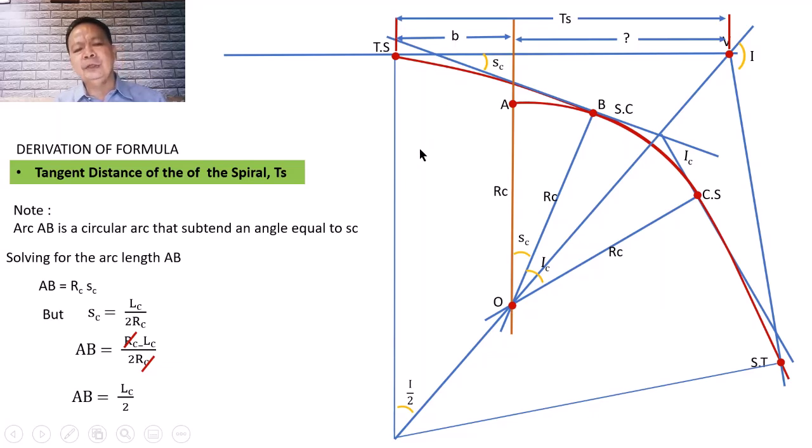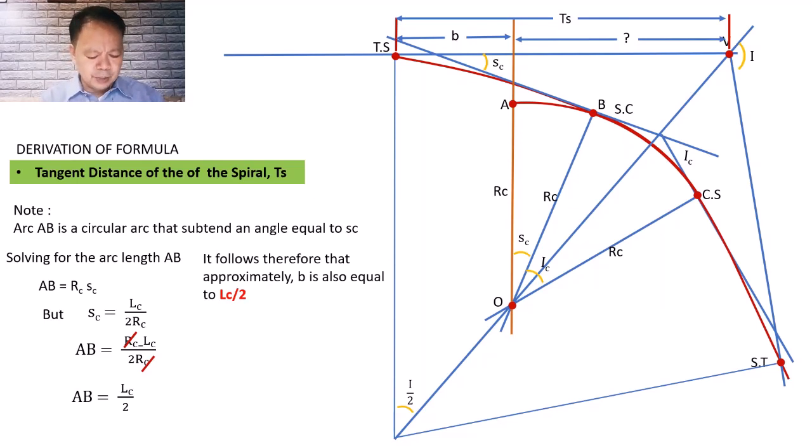Kapag in-apply natin yung correction due to slope, we will expect and we will see that the value of this is approximately the same as the distance of L from TS to this point. Ngayon, pagkatapos nating makuha na yung value ng B is approximately equal to LC over 2, ang next natin kukunin na itong distance na ito, di ba? Distance na ito. And to solve for that distance, we can consider this value. Yan. Tinawag ko na lang itong L sub C, ano?